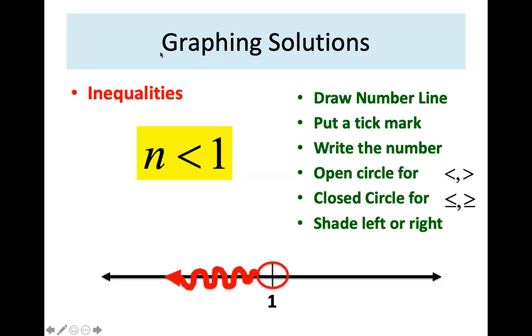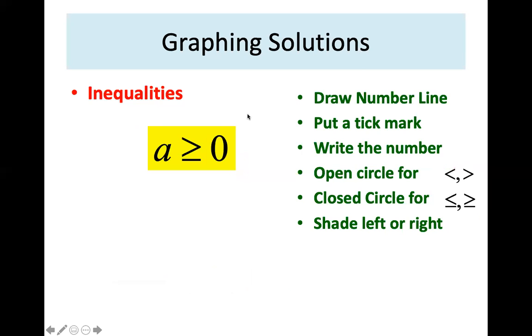Hopefully you remember doing this from last year. All right, here's another one. It says A is greater than or equal to 0. So let's see, tick mark. Number. Oh, 0 is finally in the middle here. Why? Because the number right here is 0. I don't care what that number is. It goes right smack dab here in the middle.